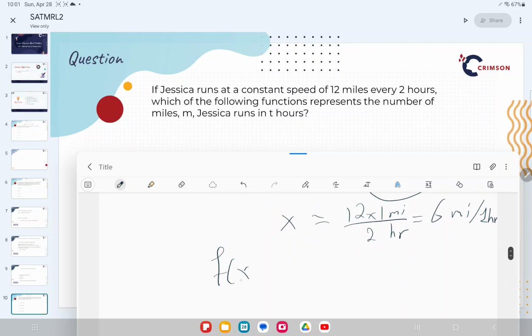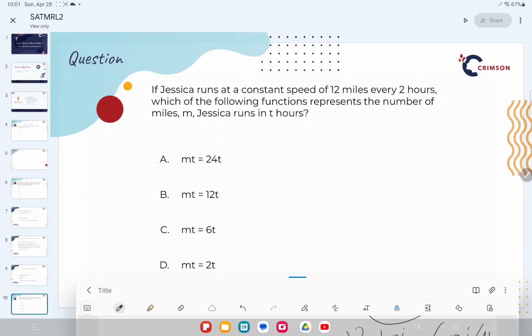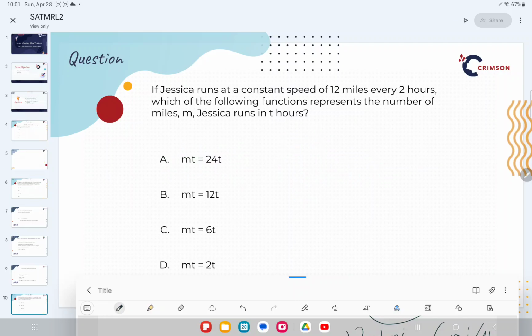Now, if I wrote f of x, it's the same as saying f of x. Same thing over here, m of t. So m of t is not m multiplied by t, it's m of t. It's just an abbreviation. Now if I gave you 24t, if I wrote y is equal to 24t, okay, let's keep it 24t.